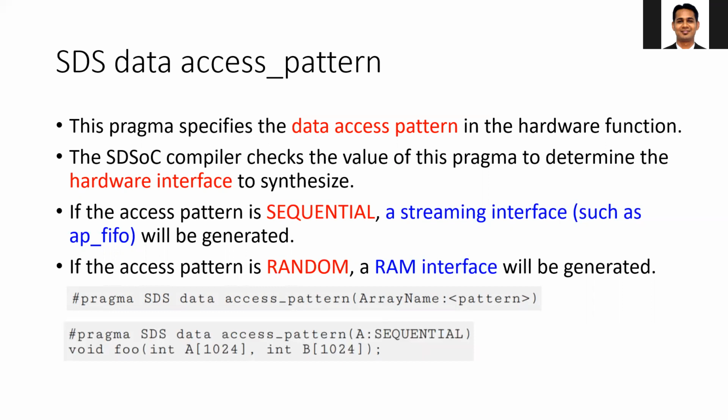Here you can see that I'm using the function foo, where the inputs are A and B, two vectors of size 1024. If I don't use the pragma, it will be a RAM interface, which we have seen till now in our lab. But if you know that you are going to access A sequentially, you can tell the tool that I'm not going to access A in a random fashion, I'm going to access it sequentially. So I can use this pragma to tell the tool that you can have the simple interface for A and the RAM interface for B.